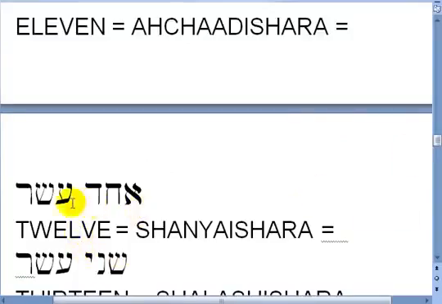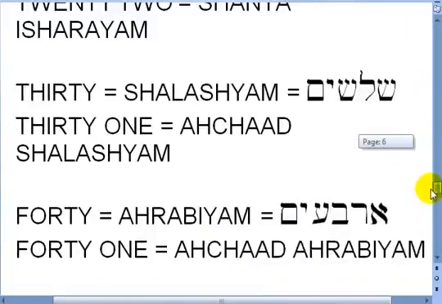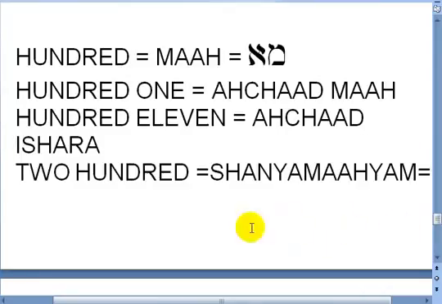Yep, Akkad Aishara, right? That's 11. Akkad Aishara is 11, right? Here, Akkad Aishara, which is 11, and then you put the Ma'ah at the end, which is 100. So it's 111. So in other words, so you could understand, it would be 111.